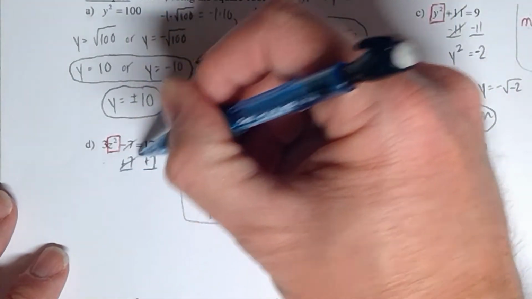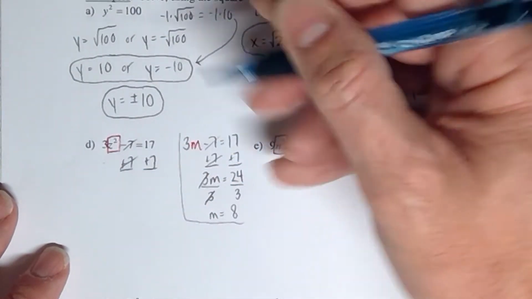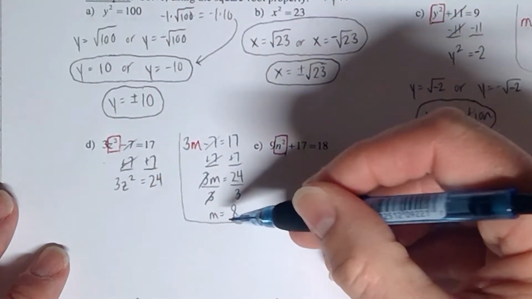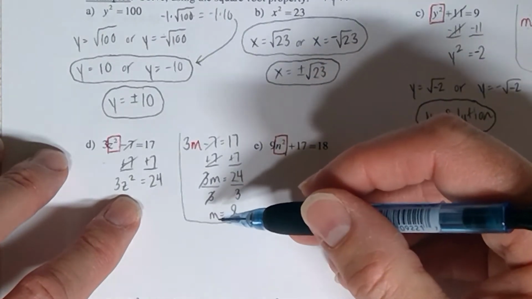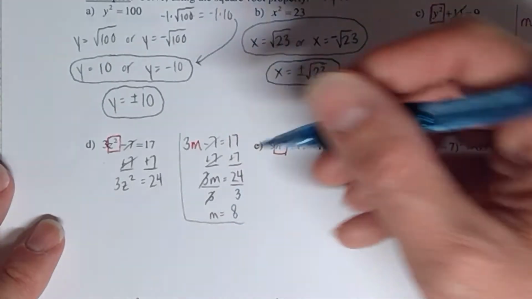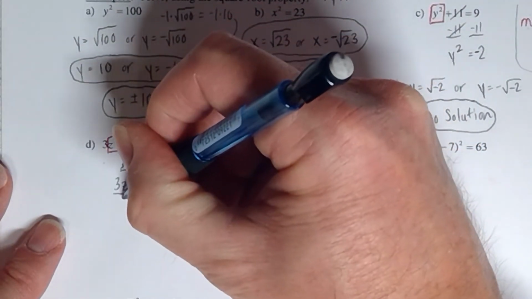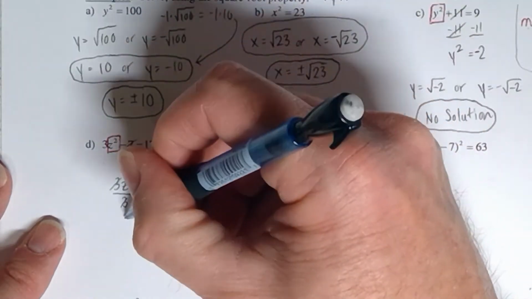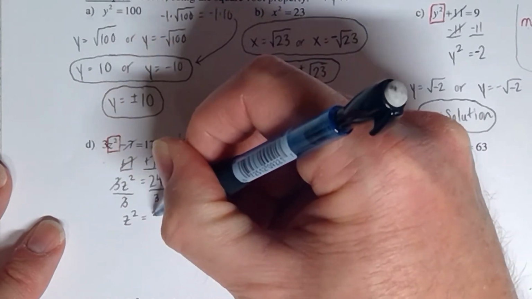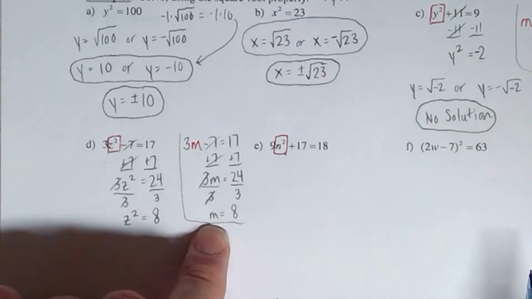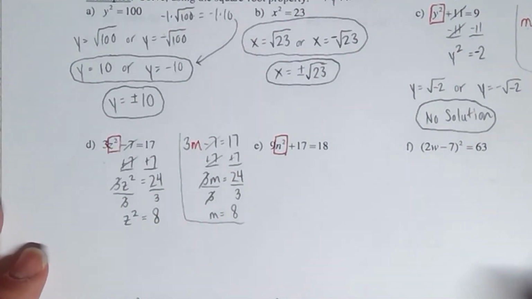So the 7's cancel, just like they did over here. And we get 3z squared equal to 24, just like we got 3m equal to 24. Z squared and m are playing the same role here. They're doing the same thing, because we're trying to get them both by themselves. So then you divide out the 3. The 3's cancel, and you get z squared equal to 8, just like we got m equal to 8. Again, z squared and m are playing the same role here, and they're both equal to 8 as a result.